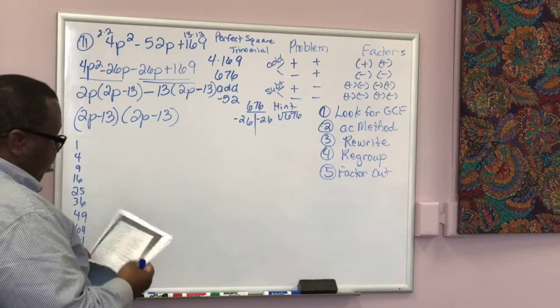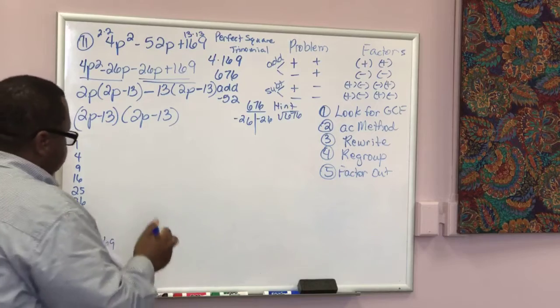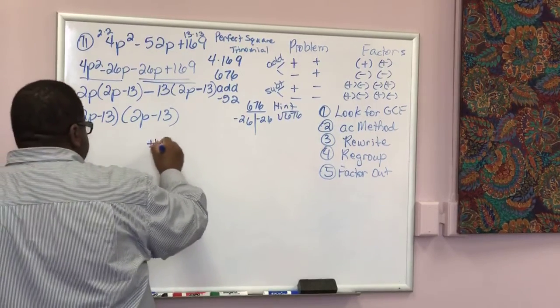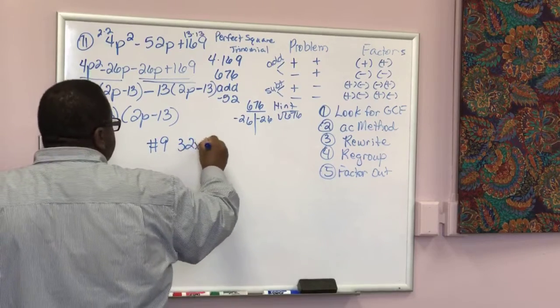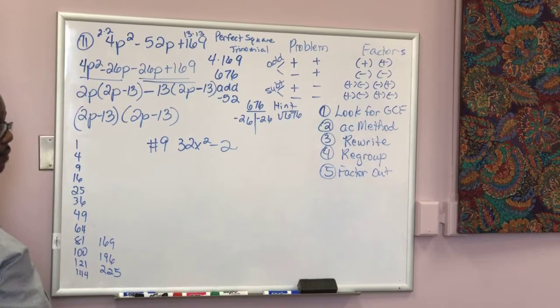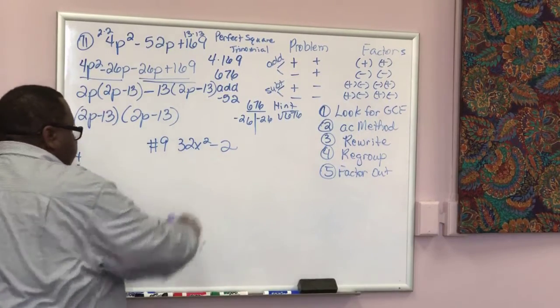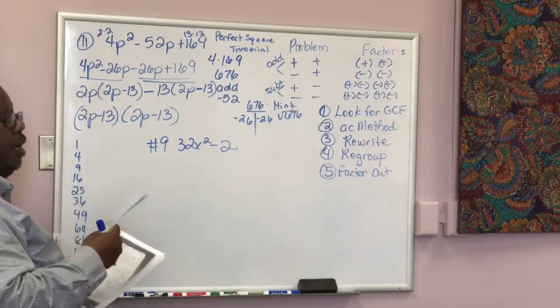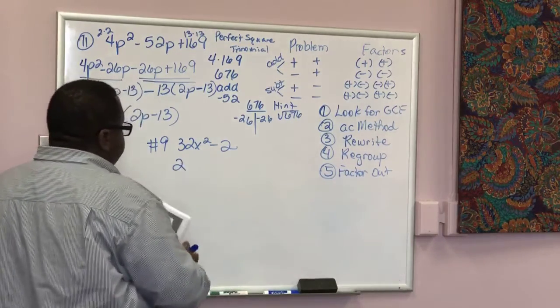But in number, let's look at number 9. Let me show you why they ever wanted to have brackets. Let's look at number 9. 32x squared minus 2. Okay? Let's look for a GCF first. What do they have in common? What do 32 and 2 have in common? 2. Okay? We're going to take it out first.